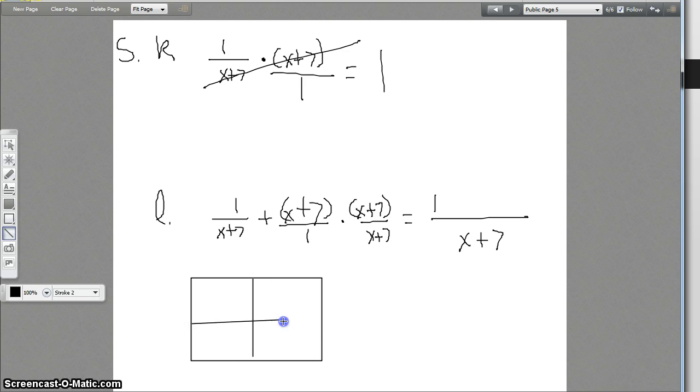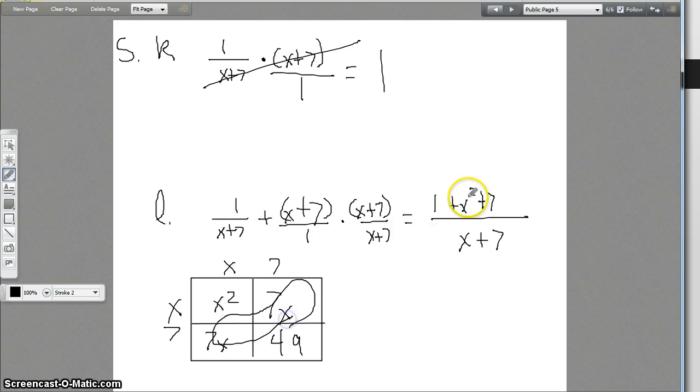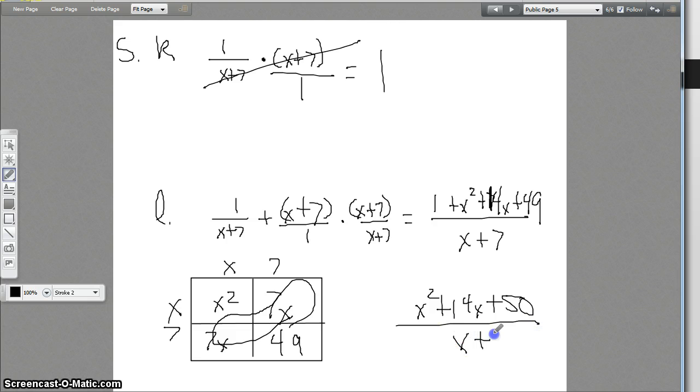Draw my grid lines. Okay, let's get this written down real quick. We have x plus 7, x plus 7: x squared, 7x, 7x, 49. So what we have here is 1 plus x squared plus 7x plus 7x is going to be 14x plus 49. So we end up with x squared plus 14x plus 50 over x plus 7.